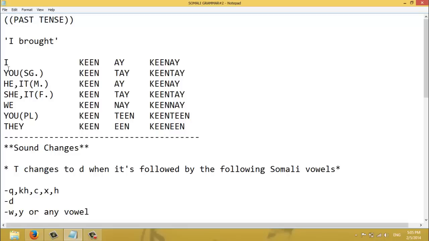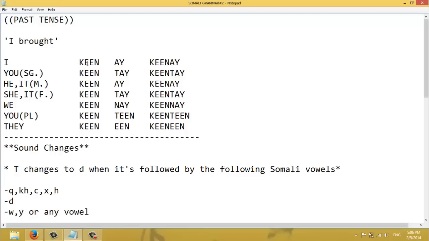So as you can see, we have our personal pronouns here: I, you, he, it, she, it, we, you, they. These are personal pronouns if you're familiar with the term. So basically here you have your verbs. This is the verb stem of bring. This is the ending that you need for the past tense. And this is how it looks when you connect that ending to the verb stem.